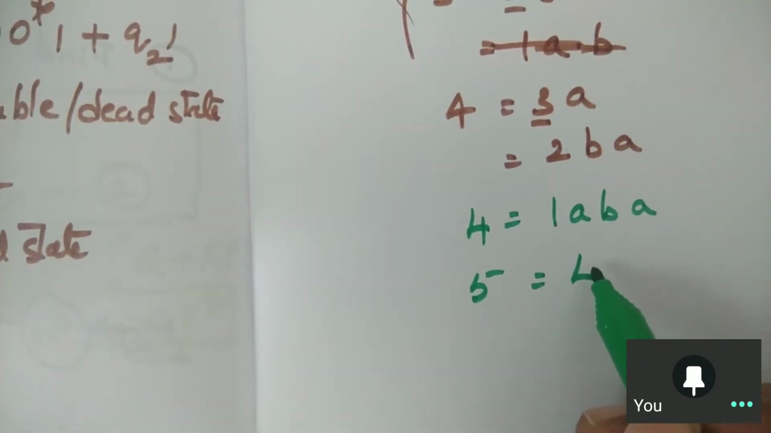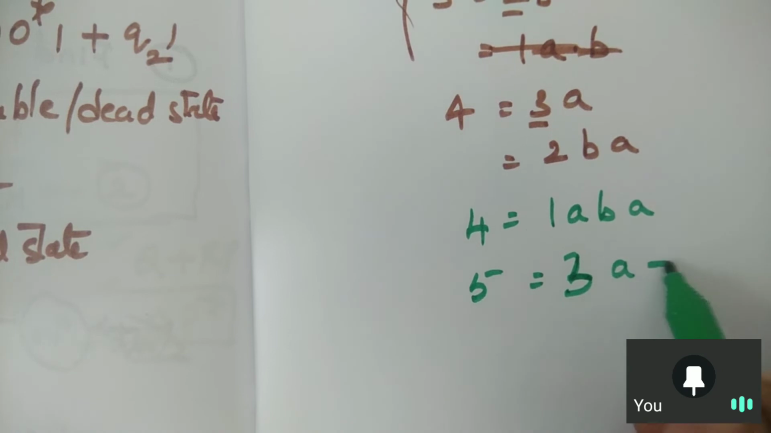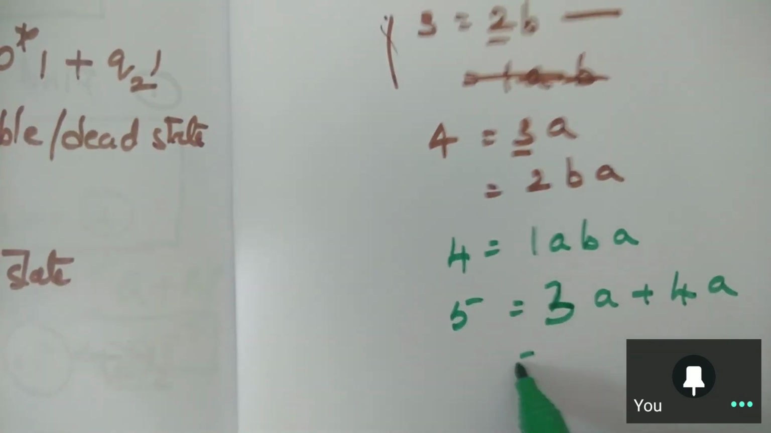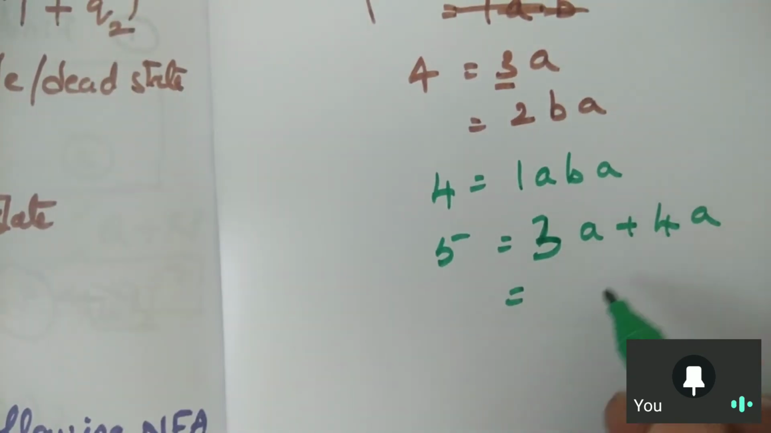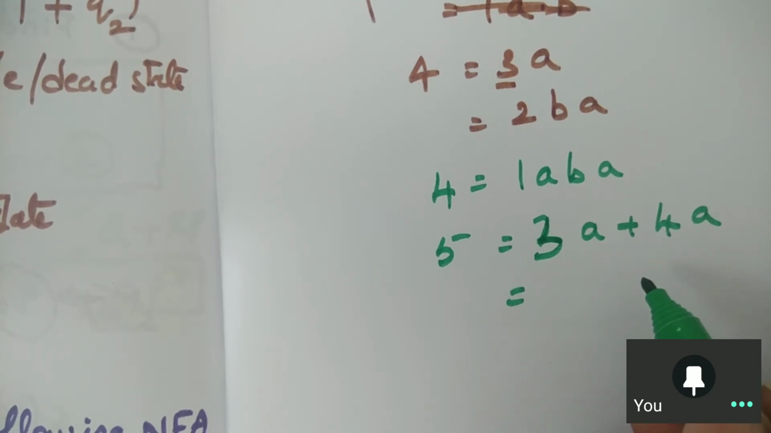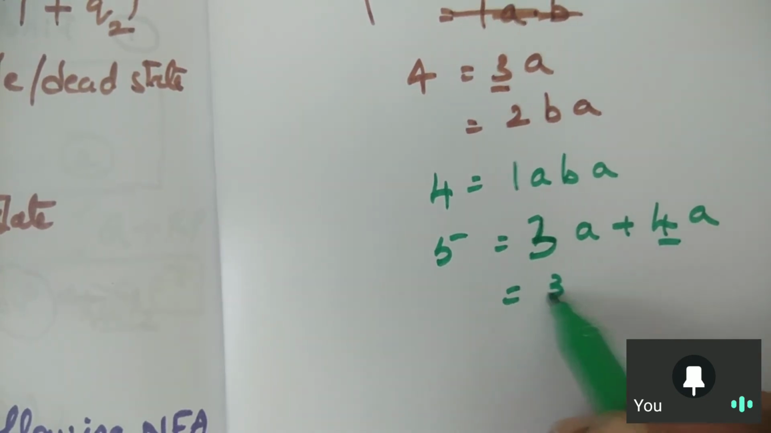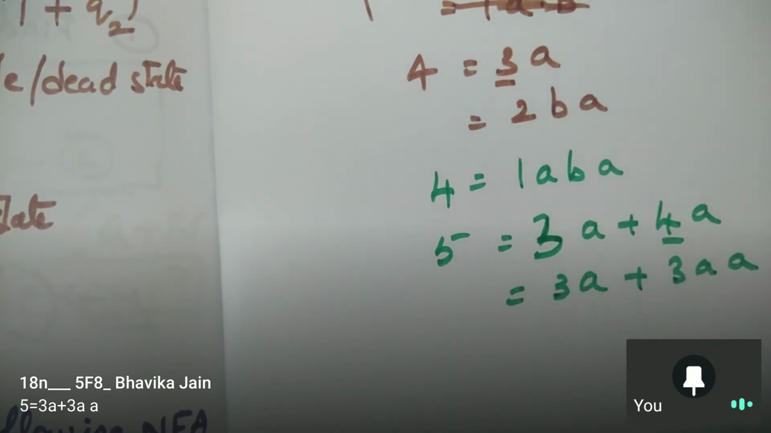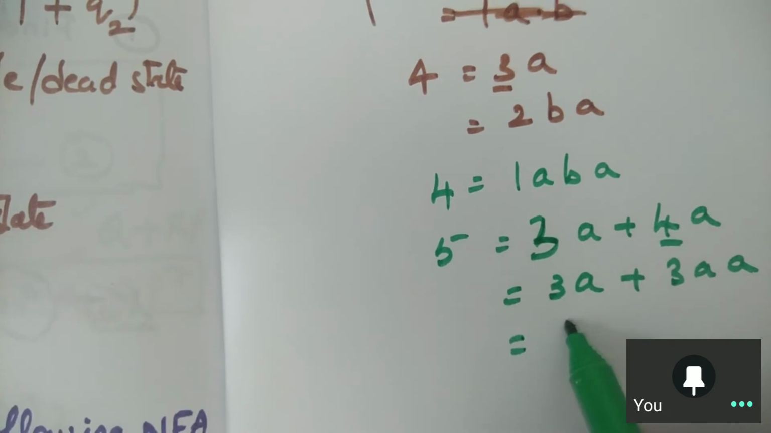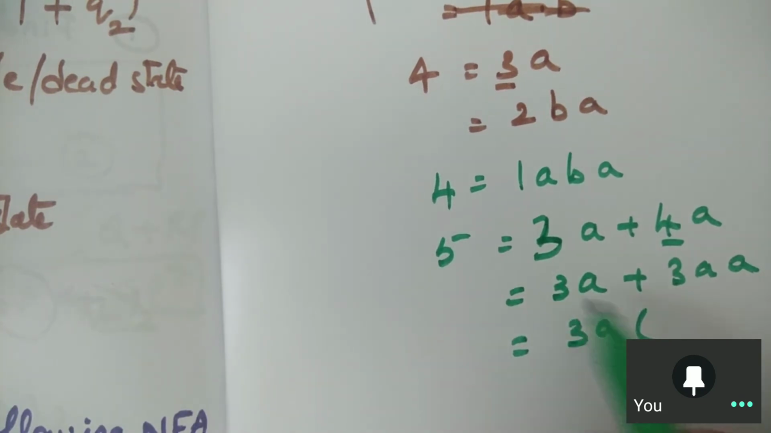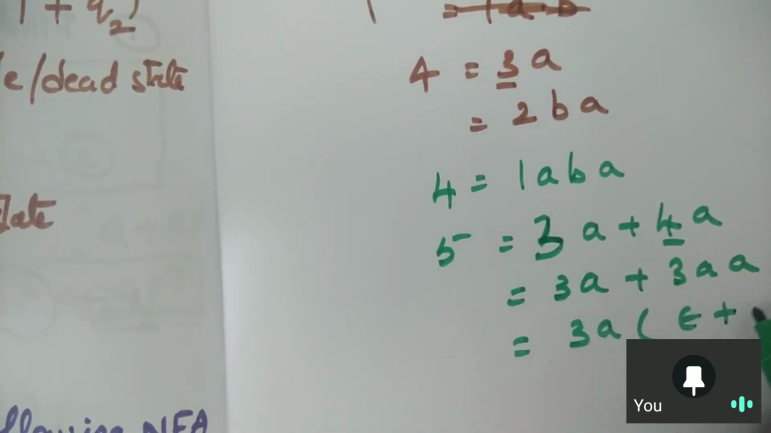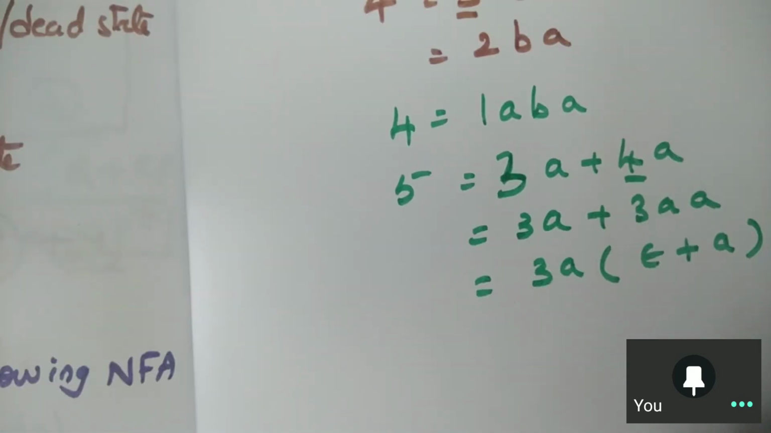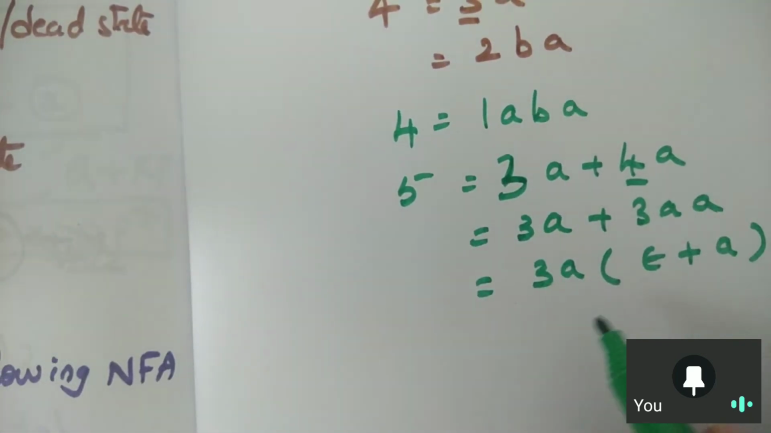So let us substitute in that equation. It is 3a plus 4a, right? So if I substitute 3a, any one form I should take. So for 4 I have a value 3a. So let me take it as 3aa. Okay. So now let us take 3a as common. Okay, let us take out 3a, so then it is epsilon plus a, which can be written as a again. Epsilon plus a is a only.